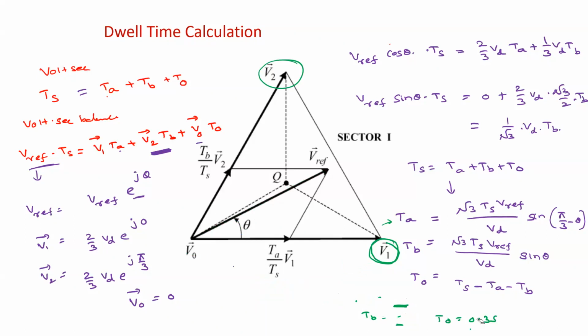Right. Similarly, these Ta, Tb, T0 are for sector 1. In other words, this theta must be 0 to less than pi by 3. Similarly, we need to find it for other sectors also: sector 2, 3, 4, 5, 6, likewise. So you need to find the Ta, Tb, T0 values for other sectors. More or less these magnitudes remain the same. The only thing is this angle will change, whatever the sine (theta minus pi by 3) is there, for the remaining sectors.